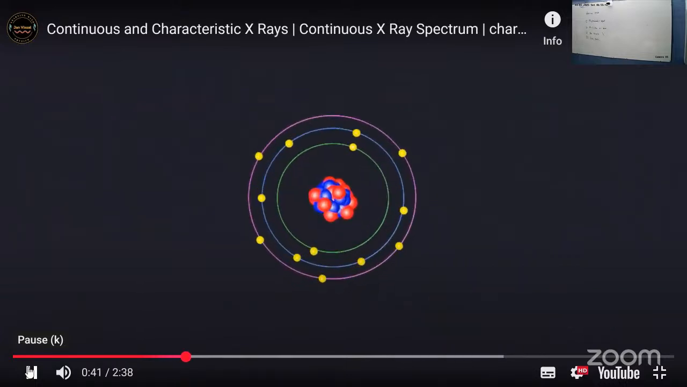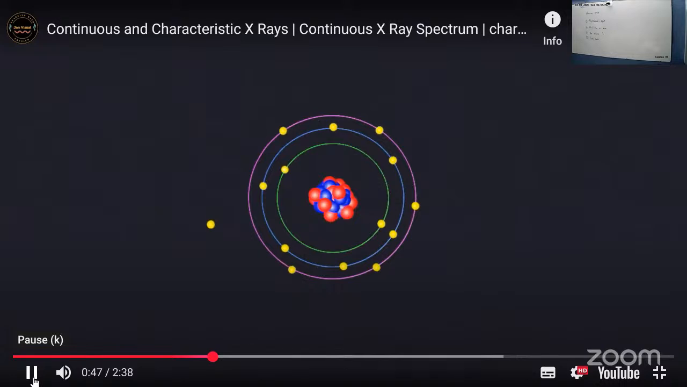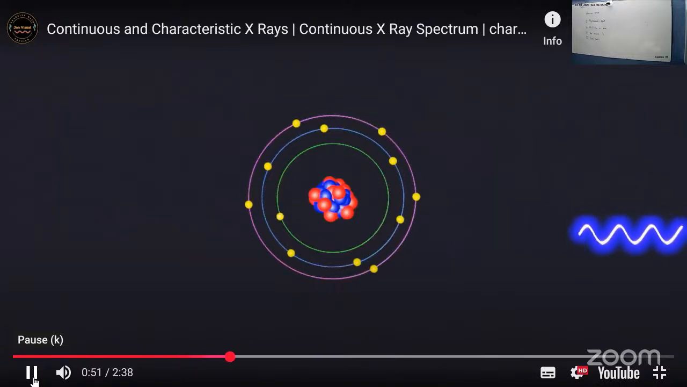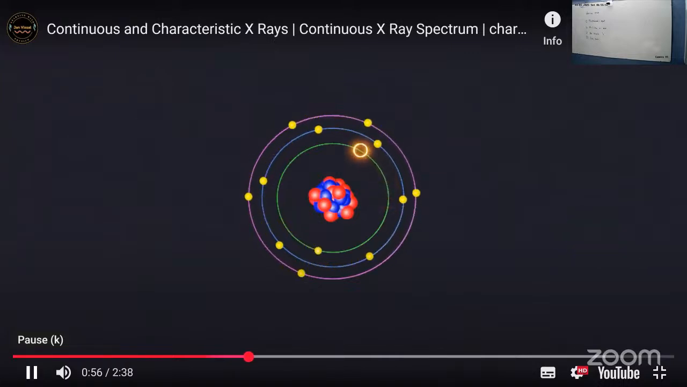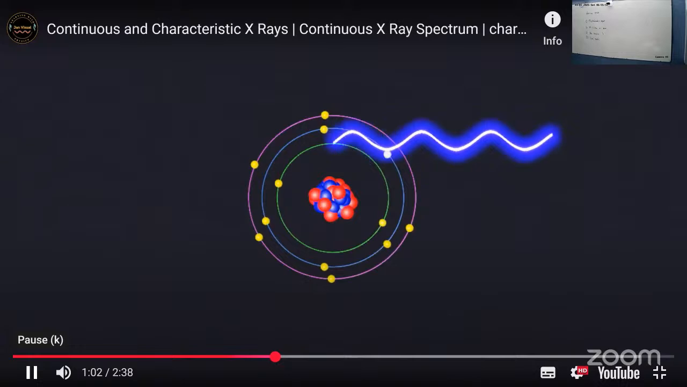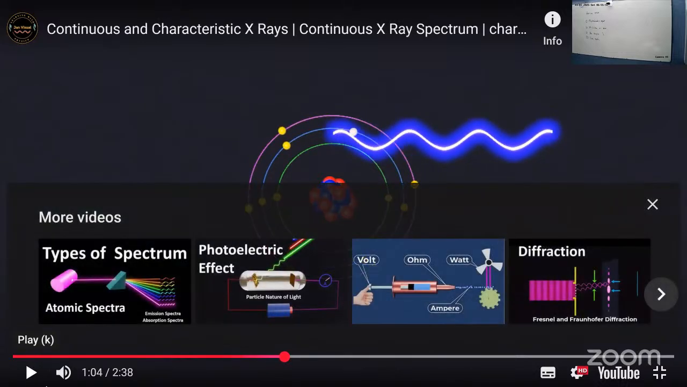Characteristic X-rays are produced when high-energy electrons collide with atoms in a target material. These collisions knock out the inner shell electrons of their orbits, creating vacancies or holes in the inner shells. To fill these vacancies, electrons from outer shells jump in, and in the process, they release energy in the form of X-rays.